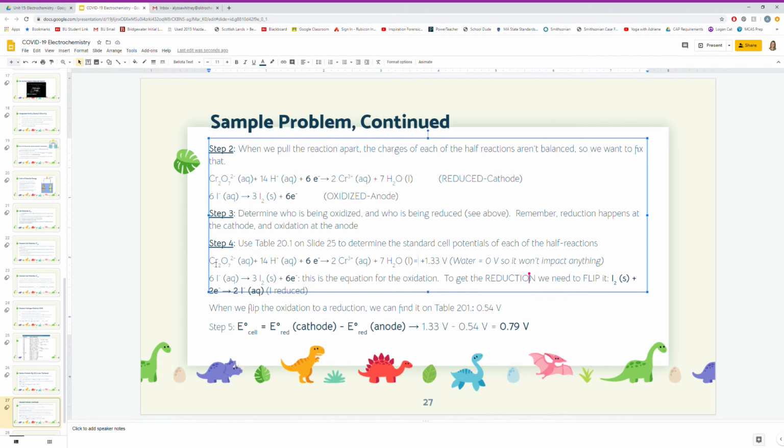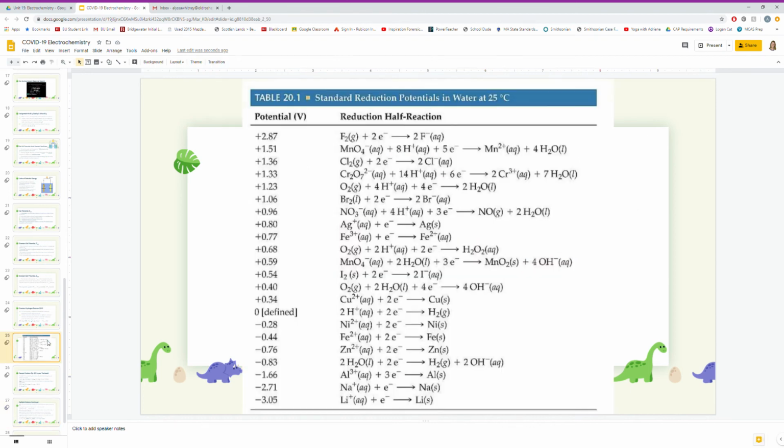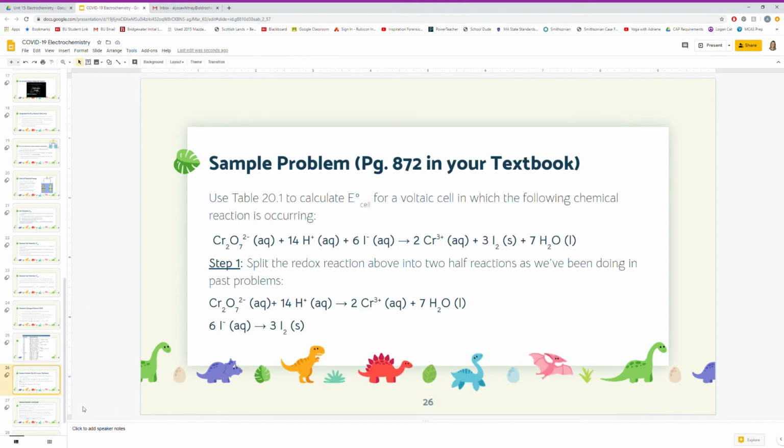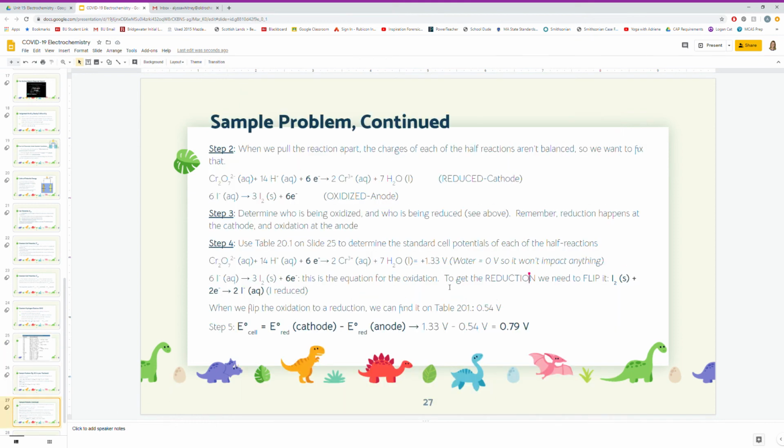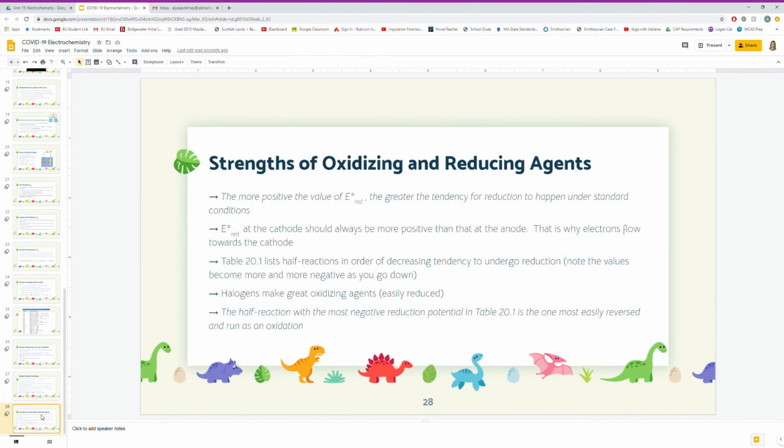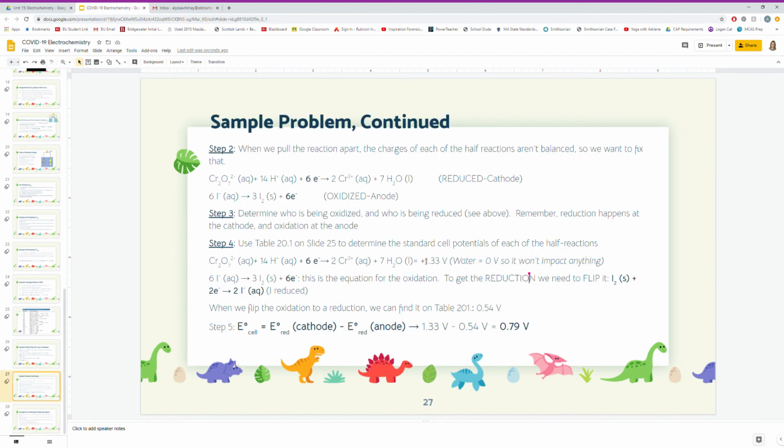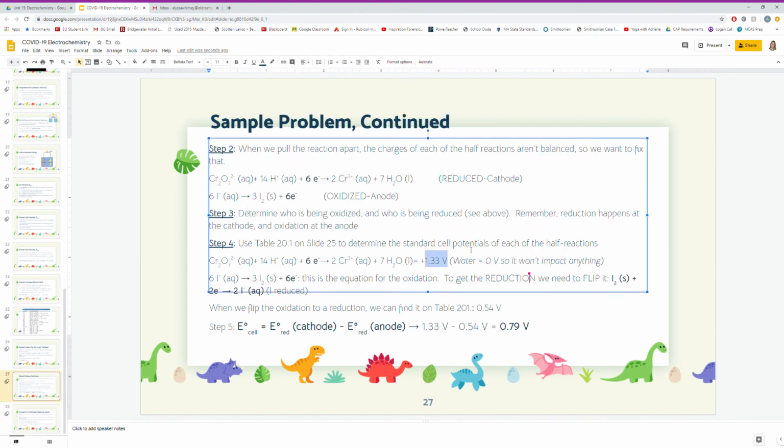So first off, we've got this guy. And we can look them up. So Cr2O7, this looks about right, plus 1.33. I keep going to the wrong side, don't I? There we go, positive 1.33 volts.